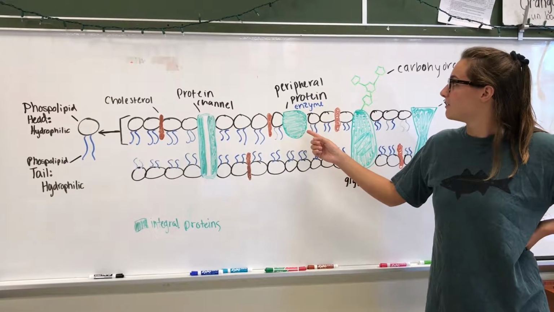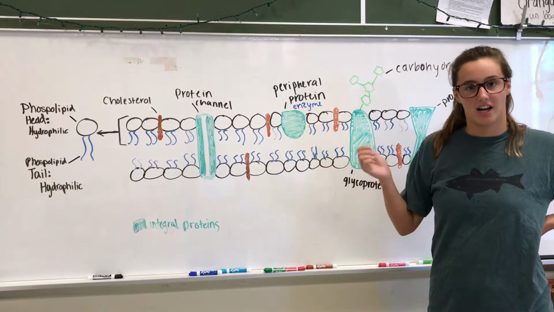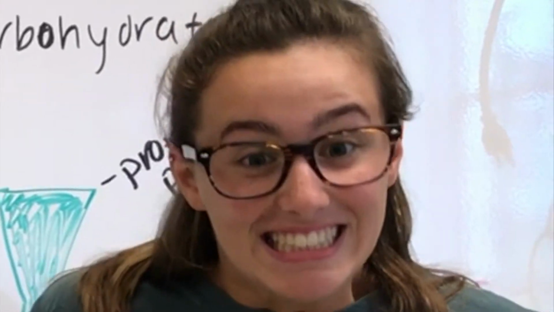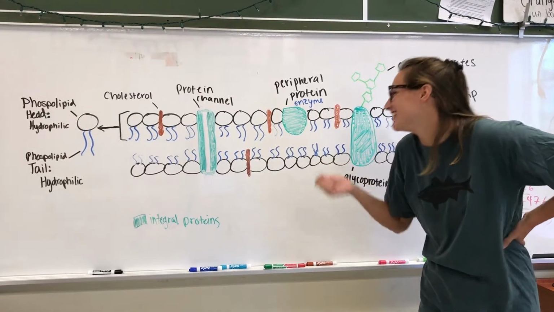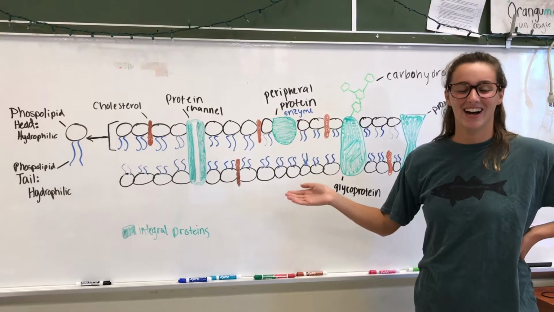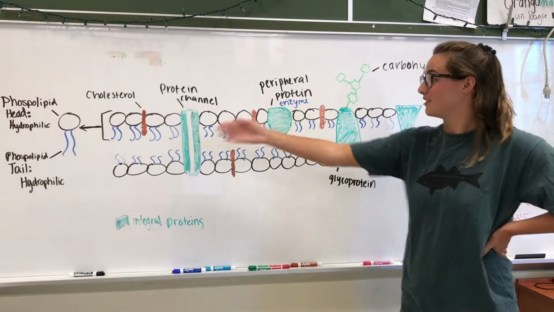This peripheral protein is not transmembrane because it does not span the entirety of the cell membrane. Do you know what these are? I do. Protein channels allow for passive transport of substances between the inside and the outside of the cell. Passive transport means no energy is needed for the transportation to occur.